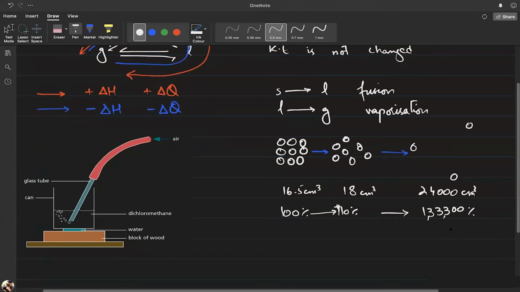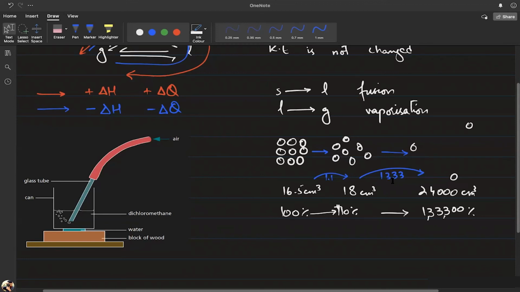So what's that number? It is 133,000% that I have to increase it. Insane. From solid to liquid, I had to just increase it by 1.1, but from liquid to this gas, I had to increase it by 1333 times. So obviously the energy required to spread particles to that level is huge compared to the energy required to spread particles from solid to liquid.